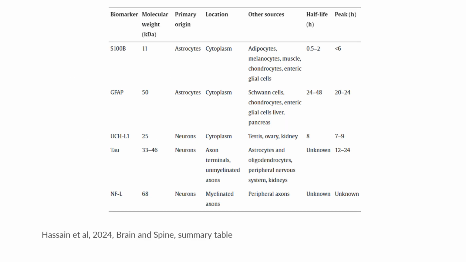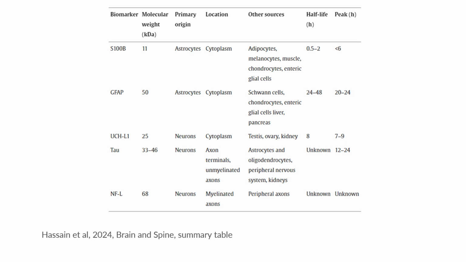So this is a great summary table created by Hussain et al. Just to point out some key points on this table, it's important to note the other sources that all of these markers come from, because this is a source of a lot of the error that might be associated with these tests. For example, I mentioned earlier that S100B is increased in people of color, and if you look at this table of other sources, we can see that this is actually produced by melanocytes as well.